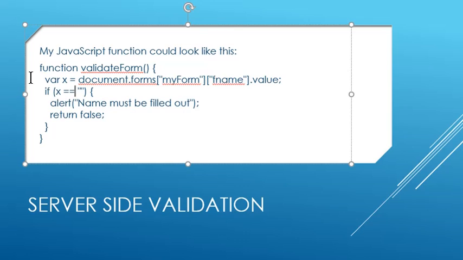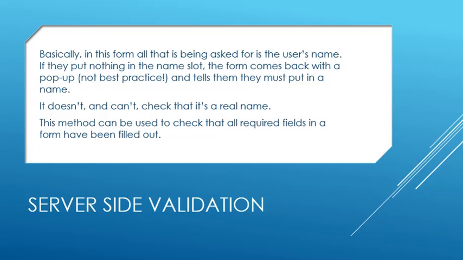So if X, which is your name, has nothing in it, then this is supposed to put up a little pop-up alert that says name must be filled out. And then it returns false back to the form. So basically, in this form, the only thing that's being asked for is the user's name. If they put nothing in the name slot, the form comes back with a pop-up, which is not the best practice, and it tells them they must put in their name.